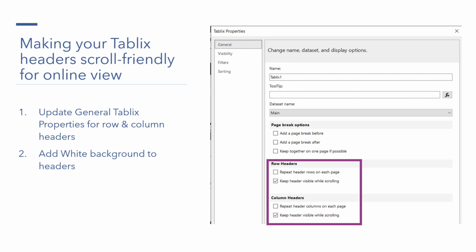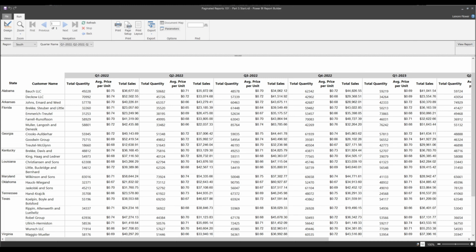When it comes to making your tablix, your tabular matrix, scroll-friendly for online view, it's a two-step process. The first one's pretty straightforward if you know where to find it. When it comes to having your header visible while scrolling, both for columns and rows, it's just a matter of clicking these two boxes. But there's an additional step that a lot of people forget or don't realize they need to do in the first place, and that's adding a white background to the headers. If you don't do this, the headers will still scroll with you, but they'll show up as transparent and they'll sit on top of your data, making them pretty much impossible to read.